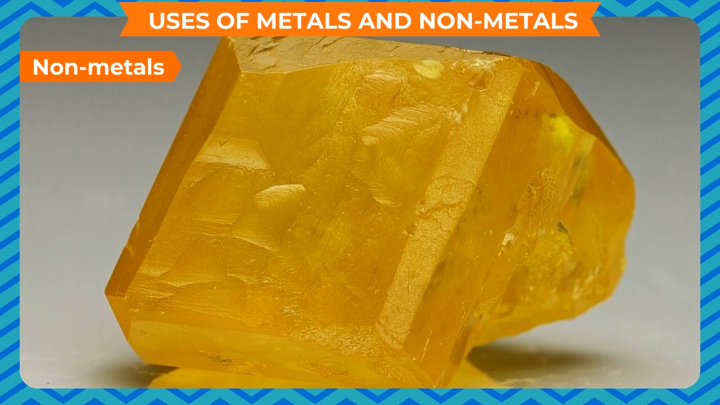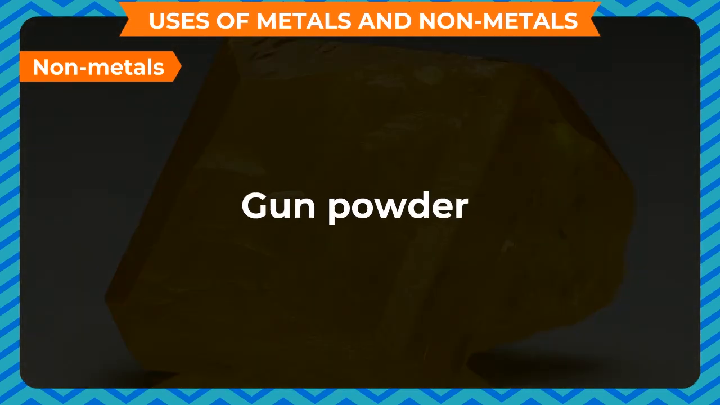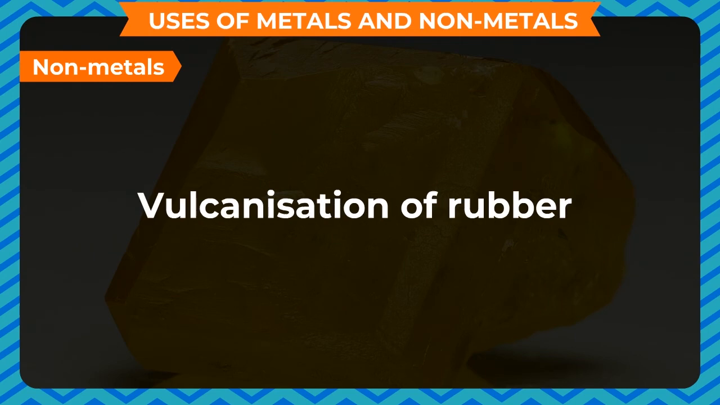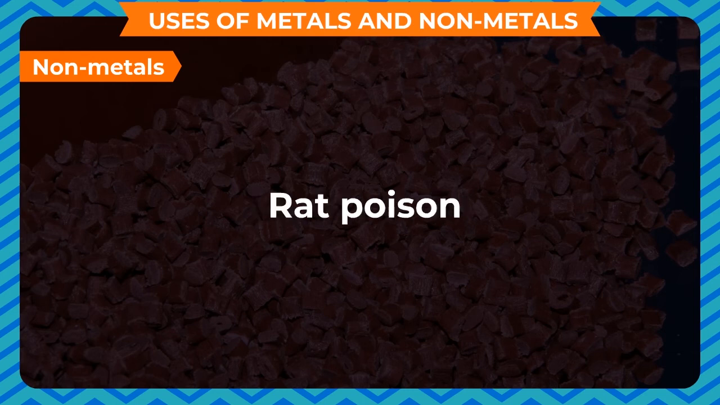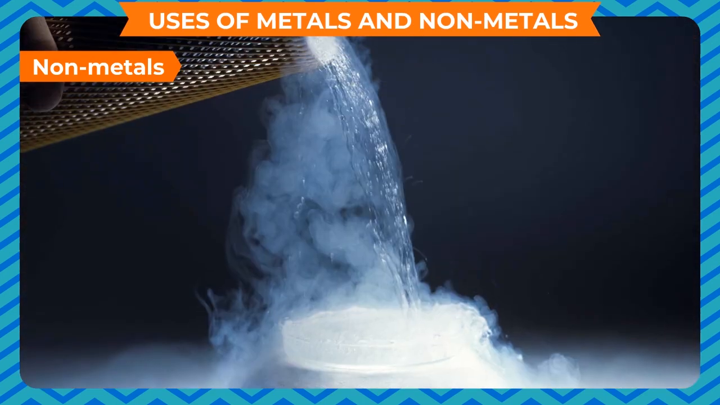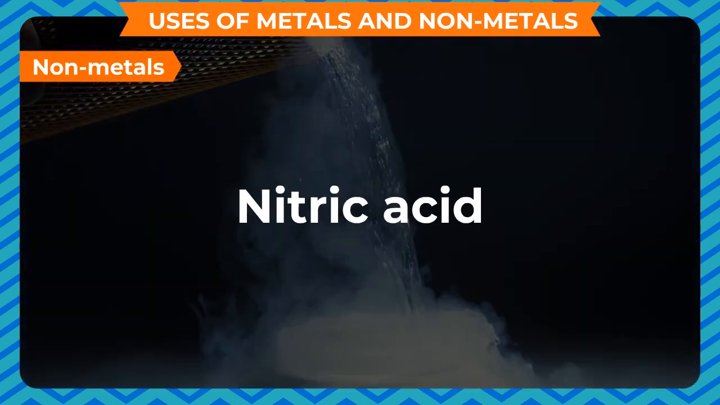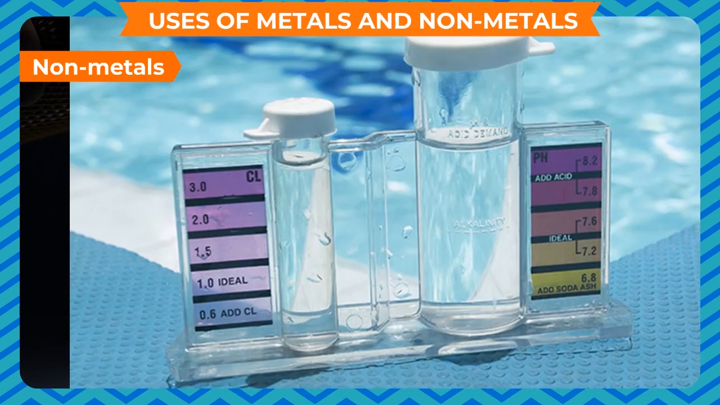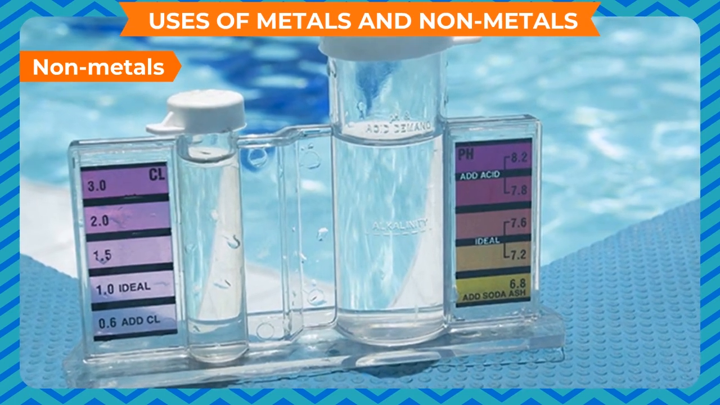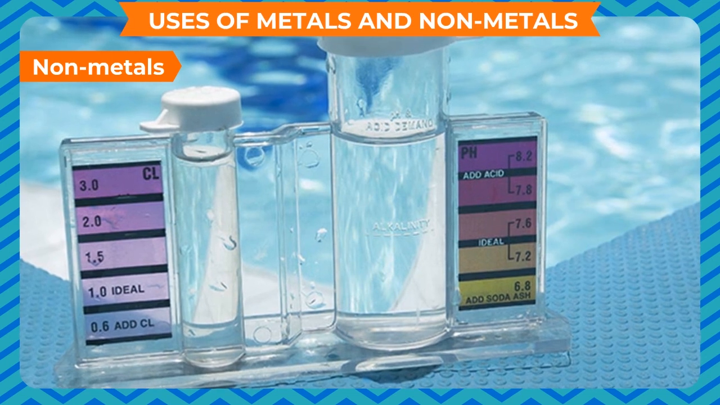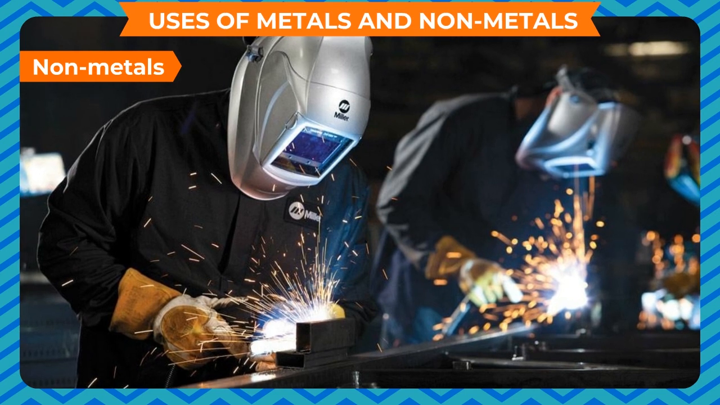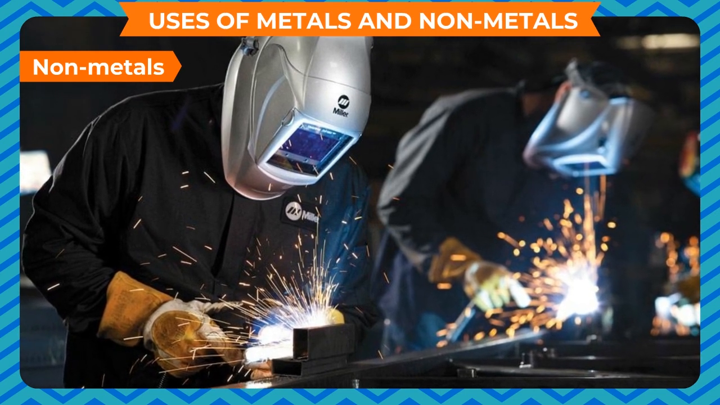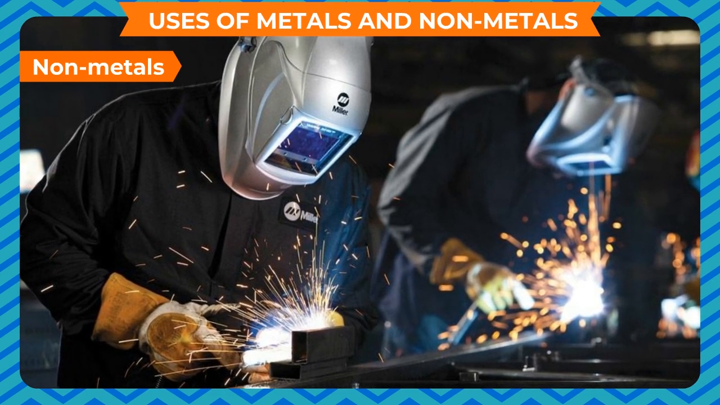Sulfur is used in the manufacture of gunpowder and vulcanization of rubber. Phosphorus is used for making matchsticks, rat poison, etc. Nitrogen is used for manufacturing nitric acid and ammonia. Chlorine is used as a bleaching agent and for sterilizing water. Hydrogen is used as a rocket fuel and in an oxyhydrogen flame for cutting and welding purposes as well as a reducing agent.